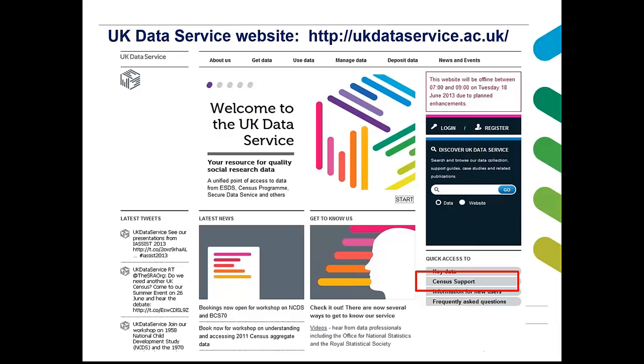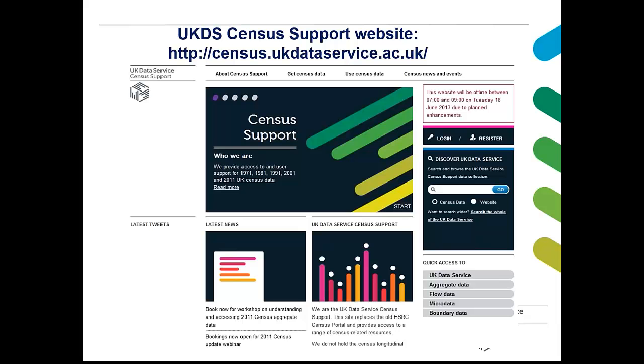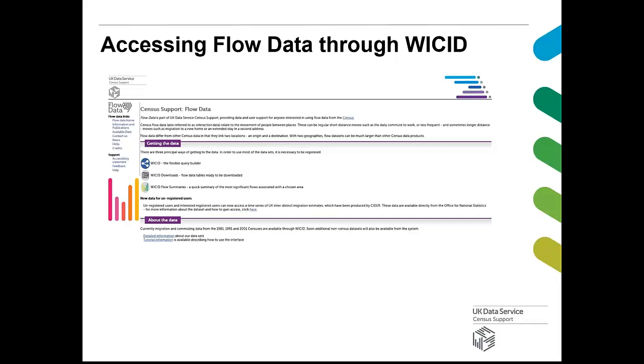So how do we get to these data? I showed an example of using WICID to download some data before. If you want to use that, the first place to go is this site, ukdataservice.ac.uk. At the bottom right, you can see a list of links, one of which is Census support. If we click on that, it opens up the Census support website, which is a sub-part of the UK Data Service. That has its own URL, census.ukdataservice.ac.uk.